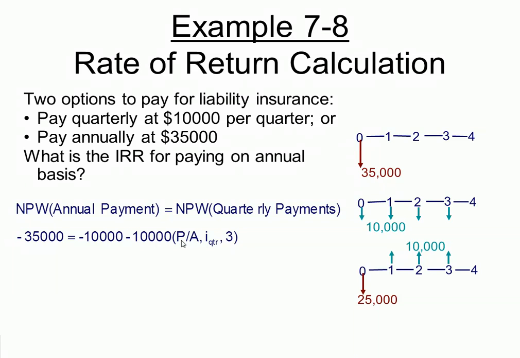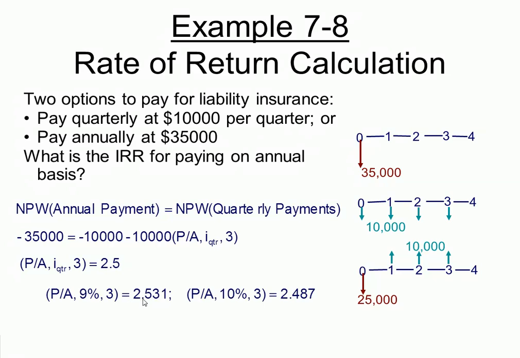Either way, we can simplify this to find the P given A. The P given A is going to be the 25,000 divided by the 10,000, and so that would be 2.5. So the P given A is 2.5. We can try different interest rates. So trying 9%, we're going to get 2.531. That's pretty close, but when we try 10%, we're going to decrease it. So it's going to be 2.487.